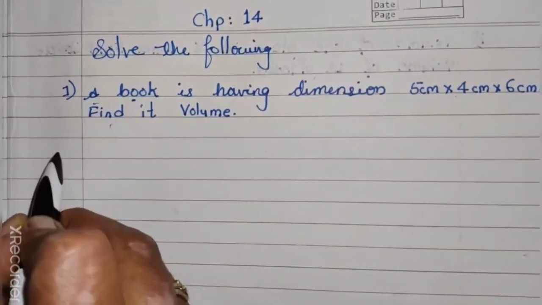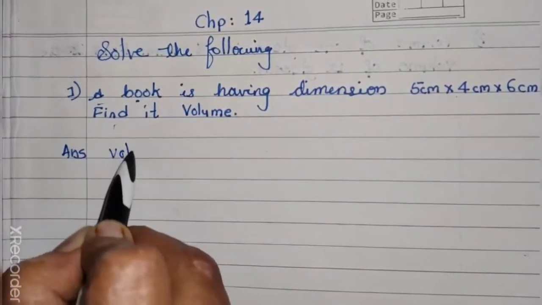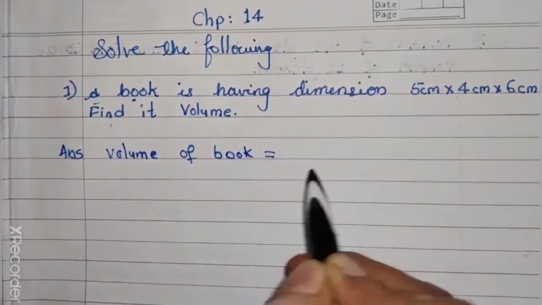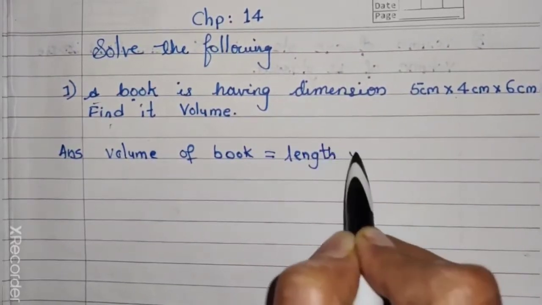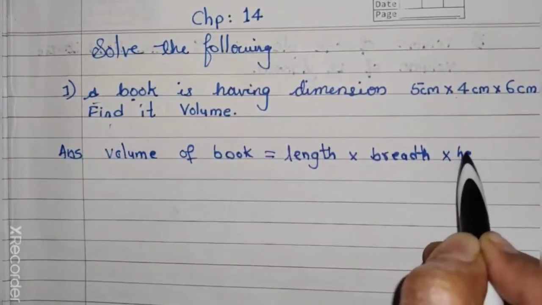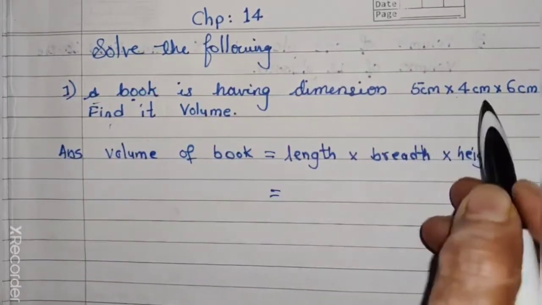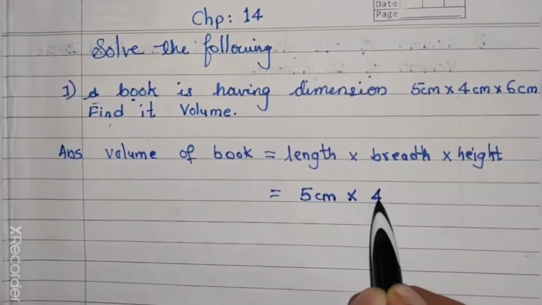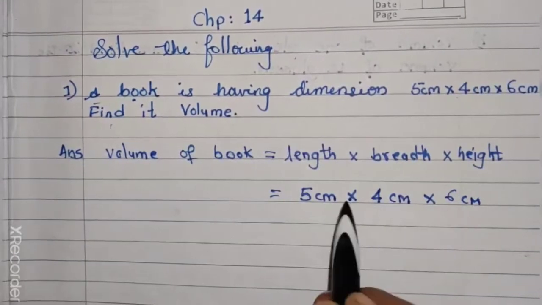So let us start writing. We will write answer, volume of book. So very firstly, it is very essential for you to write down the formula, that is length multiply by breadth multiply by height. And after this, you are going to just write the dimensions, that is 5 centimeter into 4 centimeter into 6 centimeter. Now you multiply all of this.